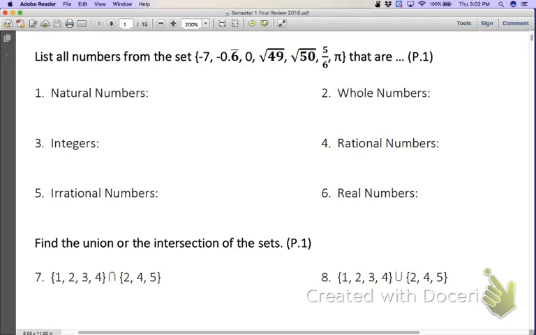So natural numbers, really look at it this way. I would work backwards, because the real numbers are going to be all of them. And then what? Well, I would just probably copy down the list that you already have there. So -7, negative 0.6 repeating, 0, square root of 49.